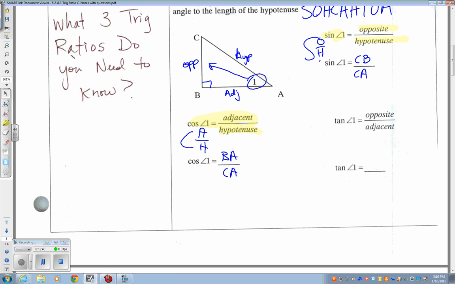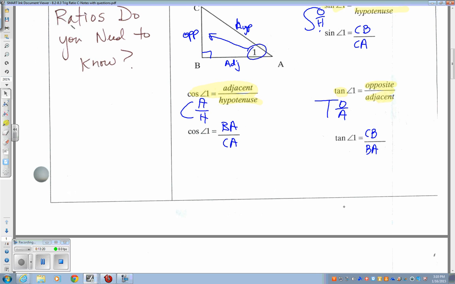Okay, and then we have tangent. The tangent is always opposite over adjacent. So T for tangent, that's the TOA part. So tangent of angle 1 would be opposite and adjacent, so CB over BA. Okay, so all we're going to do is make sure that you can identify the correct trig function and write the correct ratio. And the next part is going to talk about how to set up the function to solve it.